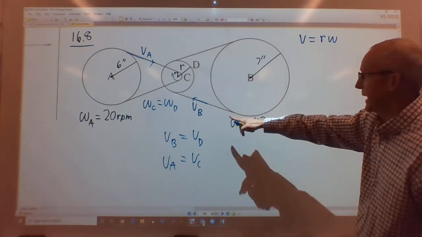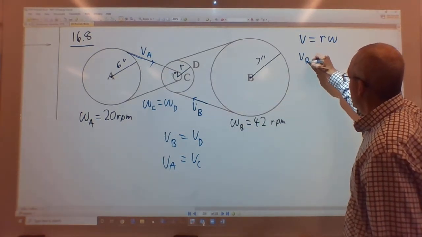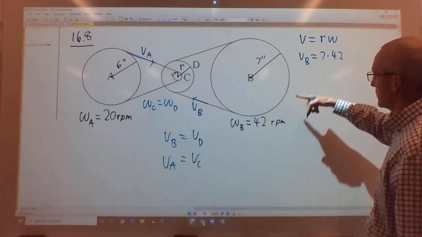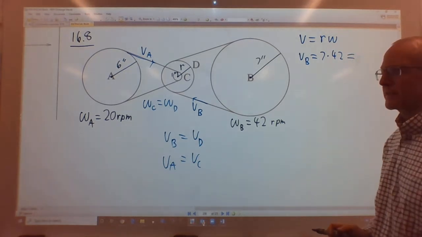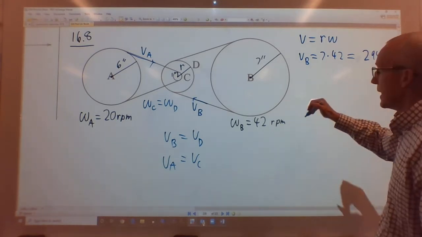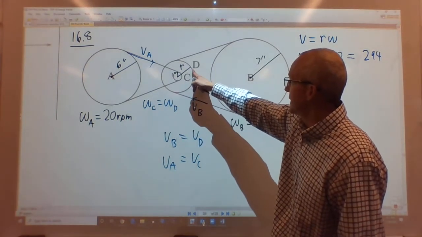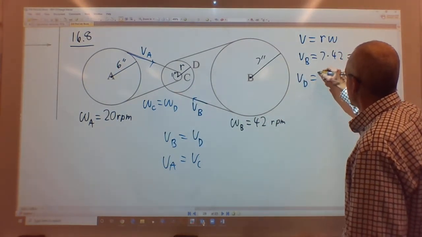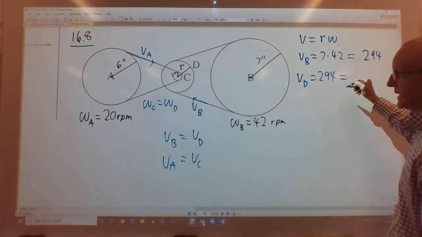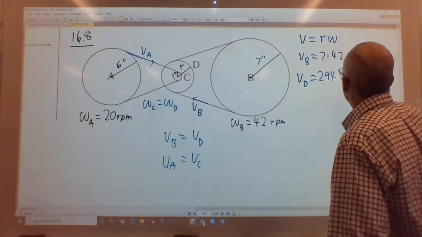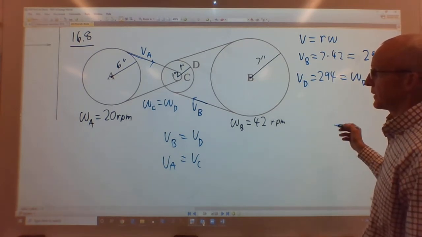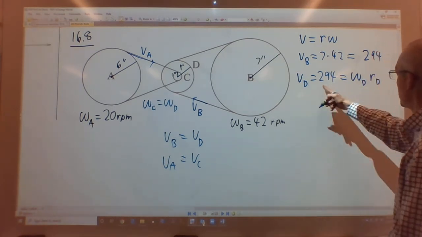So VB then, in some weird unit, is R7 times 42 times omega B, which is 42. Let's see, 7 times 40 is 280, 7 times 2 is 14, so 294. That's equal to 294. That means that VD is equal to the same thing. So VD is equal to 294, which is omega D RD. But we don't know either of those, so we're kind of stuck with that. But we do know that.